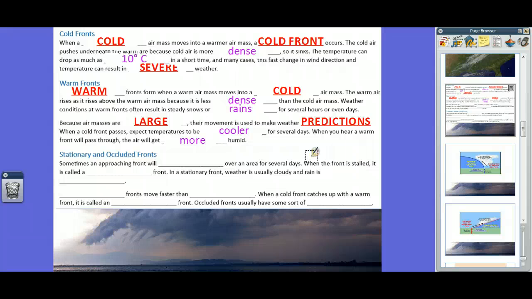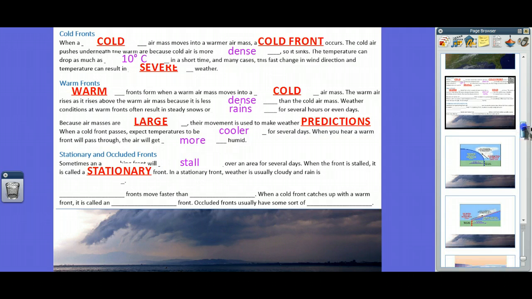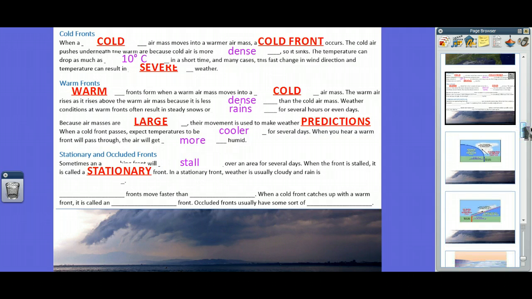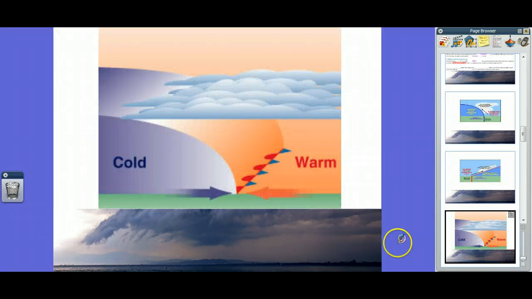Now, what happens when weather fronts run into each other, or get stuck because bigger air masses are blocking their movement? Sometimes an approaching front will stall over an area for several days. When the front is stalled, it's called a stationary front. With a stationary front, weather's usually cloudy and rainy, and rain is constant. Let me give you an example. This is a stationary front. The cold air is pushing, the warm air is pushing back, and it's kind of stuck here. You have light, steady rain in this area along this front.